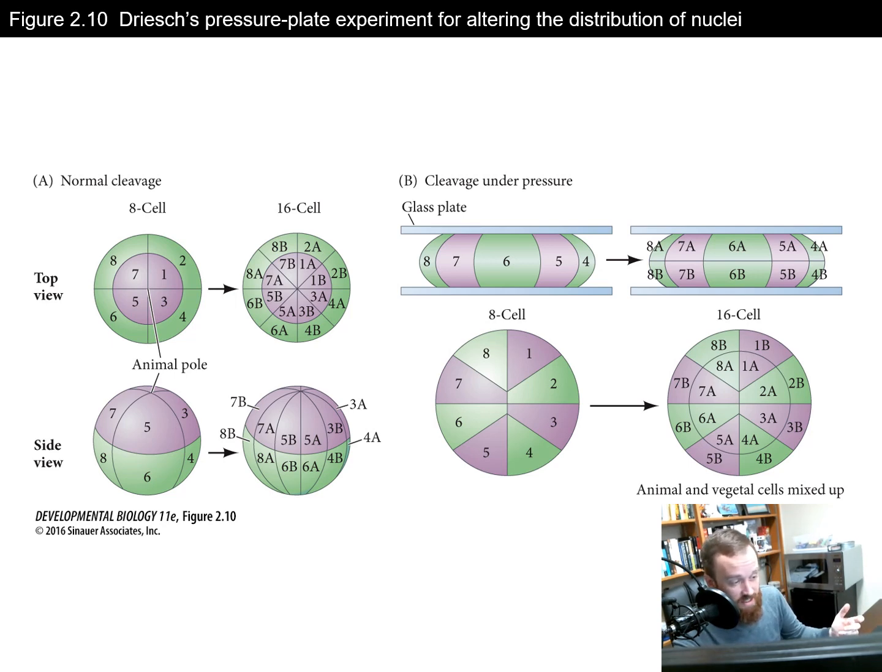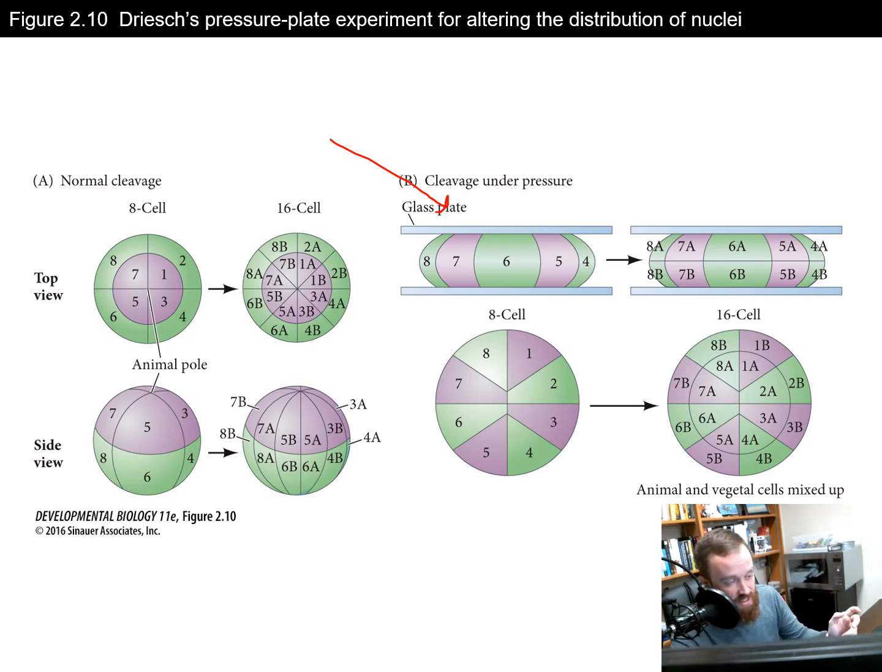And so what he did is he took an early stage developing embryo, and he put it between two glass plates, as you can see here. And under this pressure, because this blastocyst that's developing is a three-dimensional structure, if you put it between plates, when those cells divide, they're no longer able to divide in three directions. They can only divide in two directions. So this causes those cells to still divide, but kind of reorient.